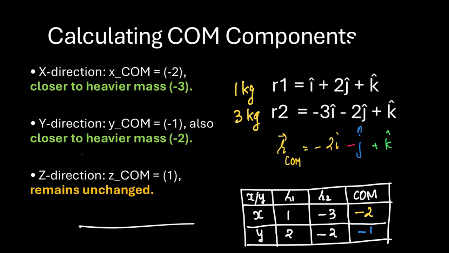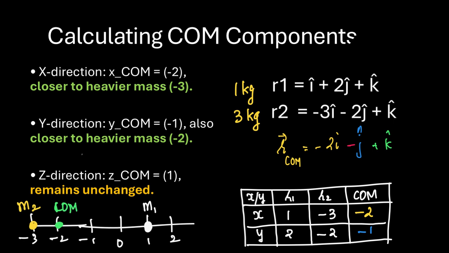Now, say this is 0, 1, 2, minus 1, minus 2, and minus 3. The position of r1 is over here. This is mass m1. Where is mass m2? Mass m2 is at minus 3. This is where mass m2 is. And where do we find the center of mass? The center of mass is over here. This is where the center of mass is located. So the center of mass is located closer to m2, which is the heavier mass.